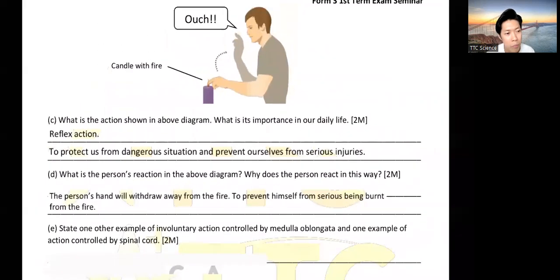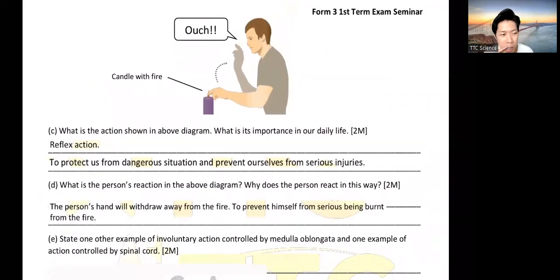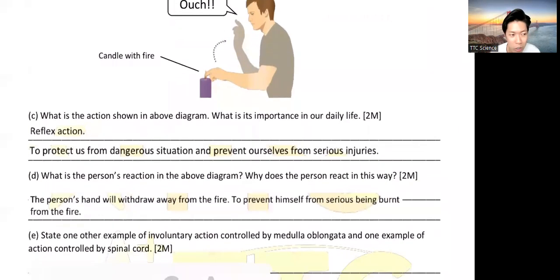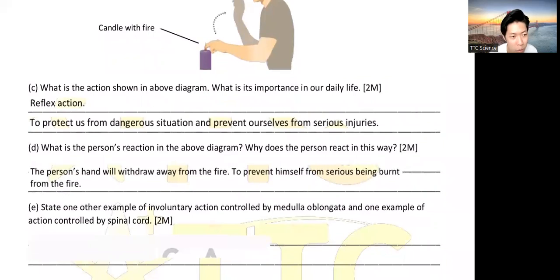Let's say in the exam you cannot think of the word withdraw. Then you can say something simple like, the person removes his hand from the fire. No problem, similar, then can. But maybe don't write that the person takes away his hand. Take away is weird. Remove is remove. Take away means you need to use your other hand to take away your hand. So try to avoid that. So withdraw away from fire. This will prevent himself from being burnt, or prevent scalding on his hand, also can.